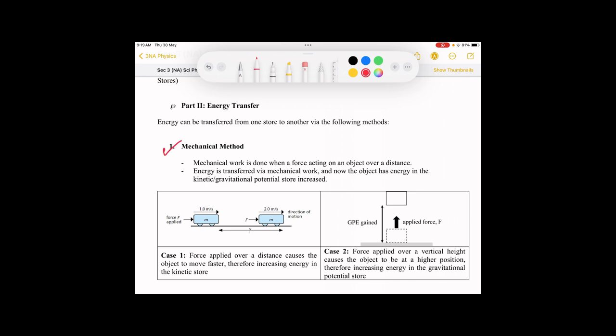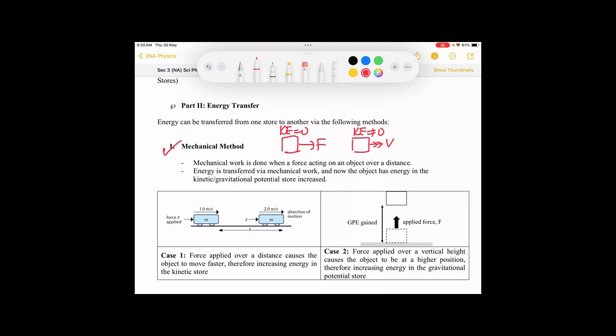First of all, mechanical methods. Imagine an object that is stationary, not moving, just sitting there. It has 0 KE. But now, when I exert a force on it, suddenly it starts to move. Now it has a speed, or rather velocity, and the KE is no longer 0 because it started moving.